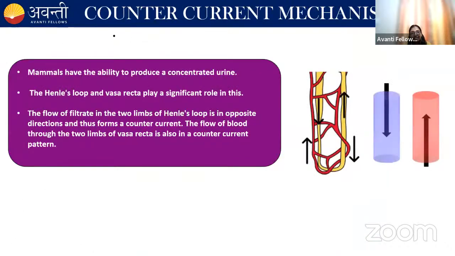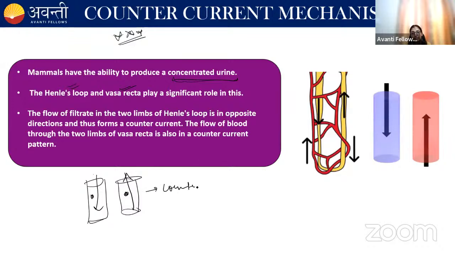Counter current, very, very important. We know that mammals have the ability to produce concentrated urine, and the two important parts that play a very important role in this are the loop of Henle and vasa recta. Counter current develops when fluids of different osmolarity are moving in opposite directions. There is one fluid here, a second fluid there, and they have different osmolarity and are moving in opposite directions. This results in counter current.